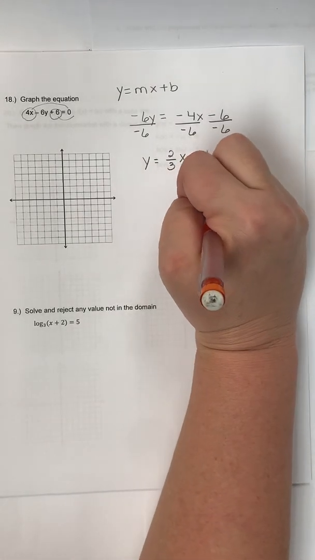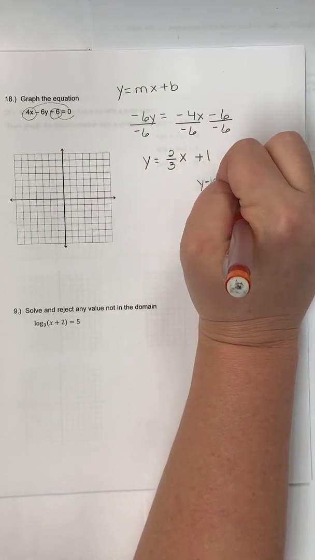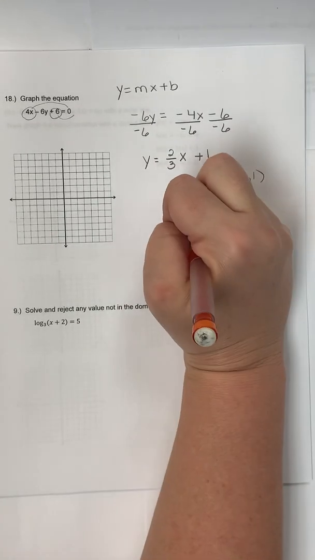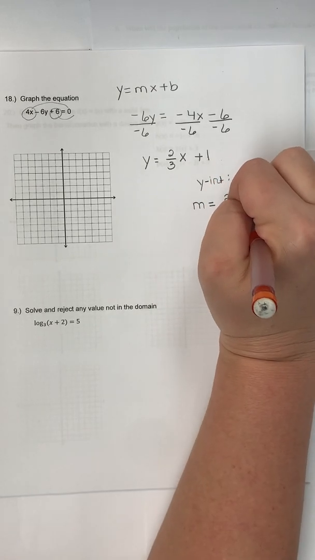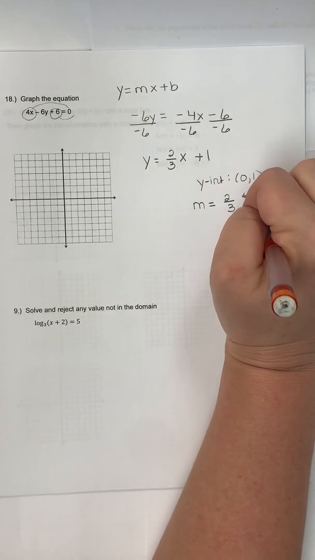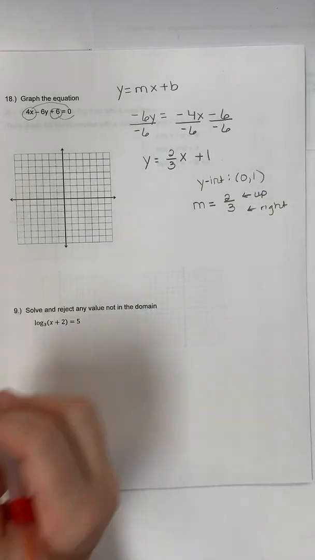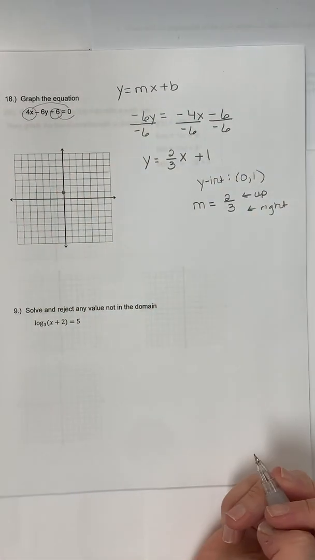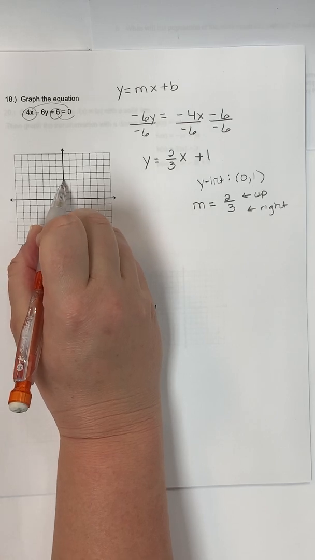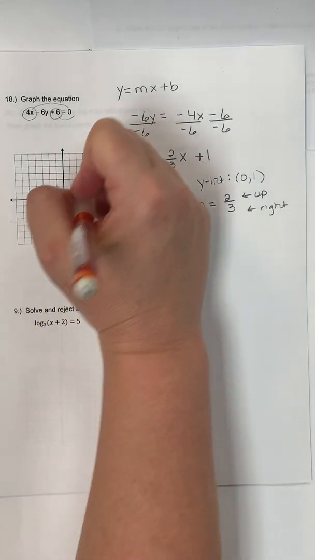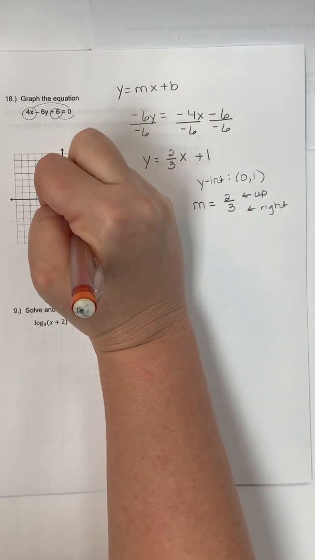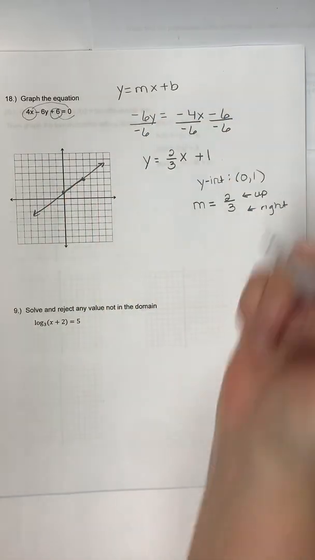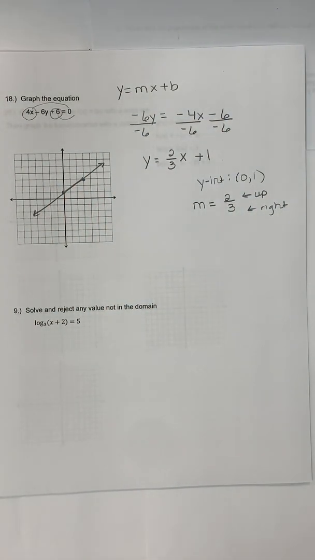What this tells me is that my y-intercept is (0, 1). My slope is 2/3, which means I'm going to go up 2 and right 3. So here's my y-intercept. From this point, I'm going to go up 2, right 3. Pretend that went through there, you know I'm a terrible grapher. All you're going to have to do is pick the one that's correct. You'll have 4 choices.